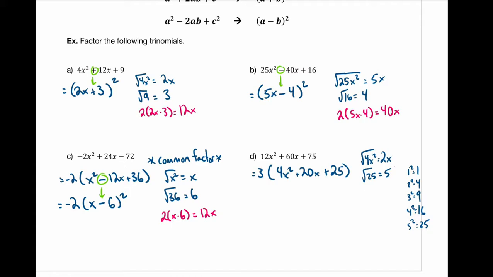Now I just need to do that check: if I double 2x times 5, that does give me 20x, so that is my middle number. So the trinomial in the bracket does work out to be a perfect square trinomial. That 3 is already factored out, so that still stays there. My first term is going to be 2x. My last term is going to be 5. It will be squared, and the sign between them will be positive because of that positive.